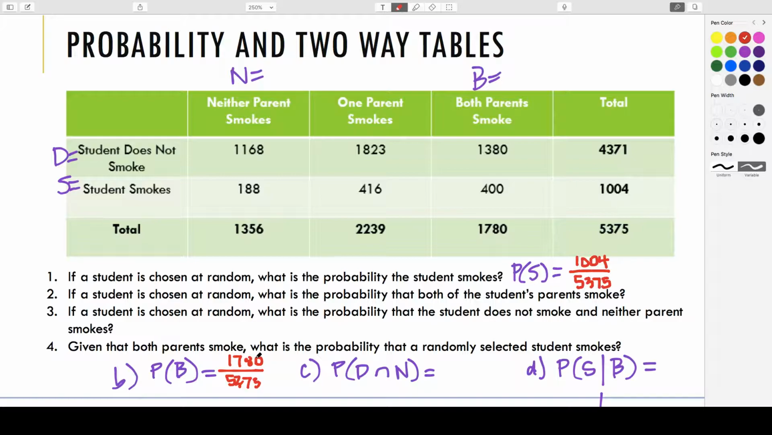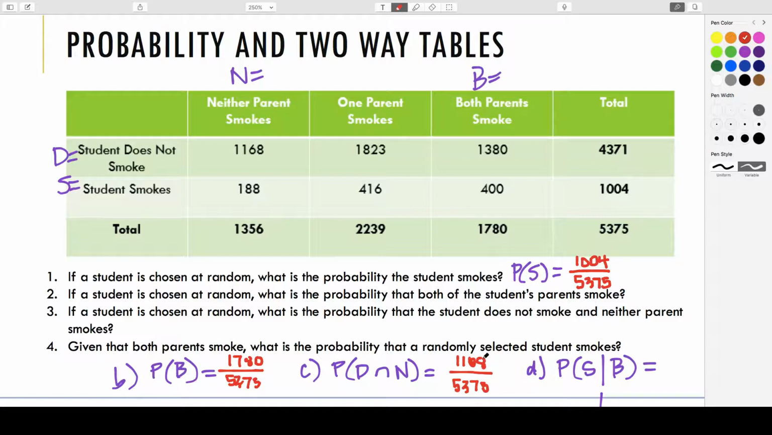C. If a student is chosen at random, what's the probability the student does not smoke and neither parent smokes? See how I set it up? D and N. What's it out of? 5,375. Y'all agree it's still out of the total? Yes. We're still choosing a student at random. And what's the top number? 1,168. The student doesn't smoke and neither parent does.